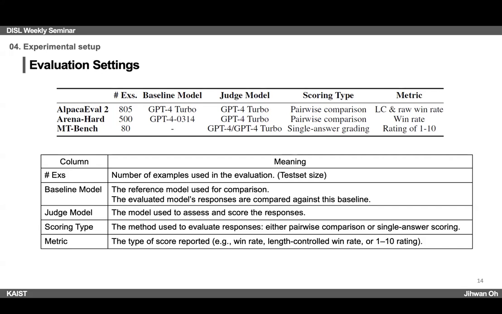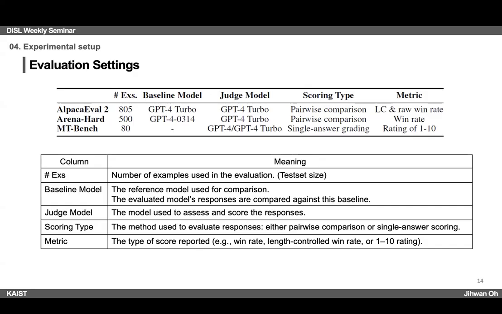The table below clarifies the meaning of each column. So the first, number of examples, means the test set size. And the baseline model means the reference model used for comparison. The evaluated models' responses are compared against this baseline. And judge model means the model used to assess and score the responses. And scoring type means the method used to evaluate responses, either pairwise comparison or single answer scoring. And lastly, metric means the type of score reported.